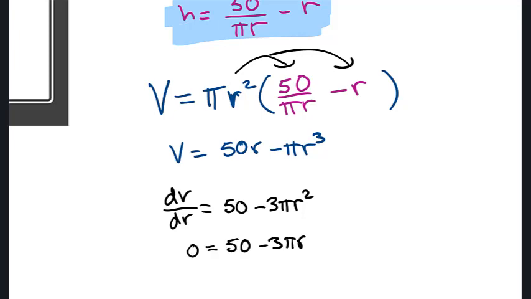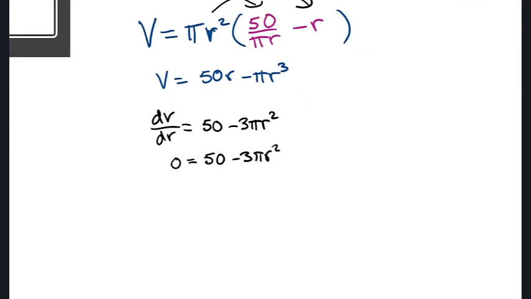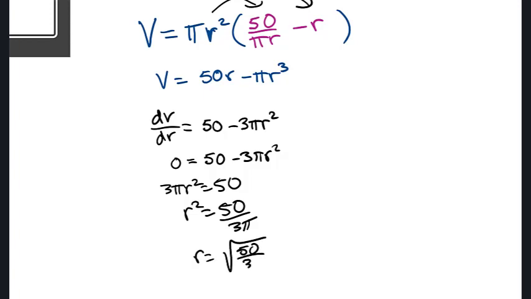We got it. Did all our work. Solving for r. So we're like 3 pi r squared is equal to 50. R squared is equal to 50 over 3 pi. R is equal to the square root of 50 over 3 pi. Dope. We found the radius.